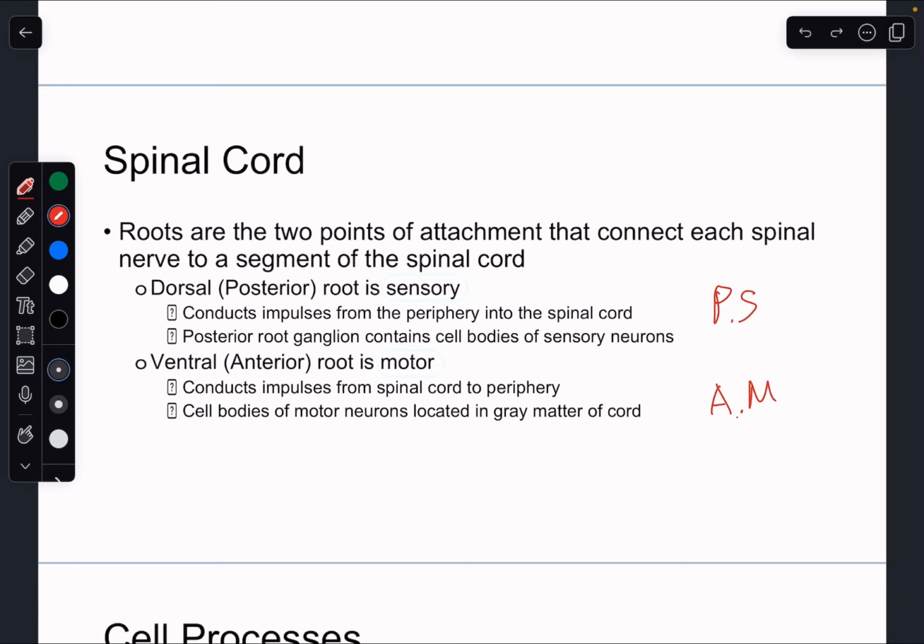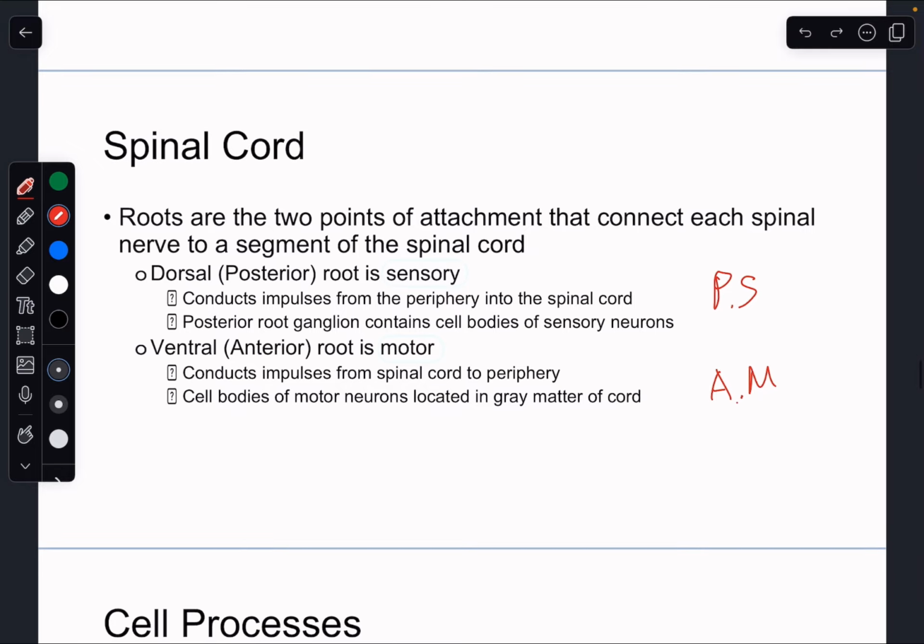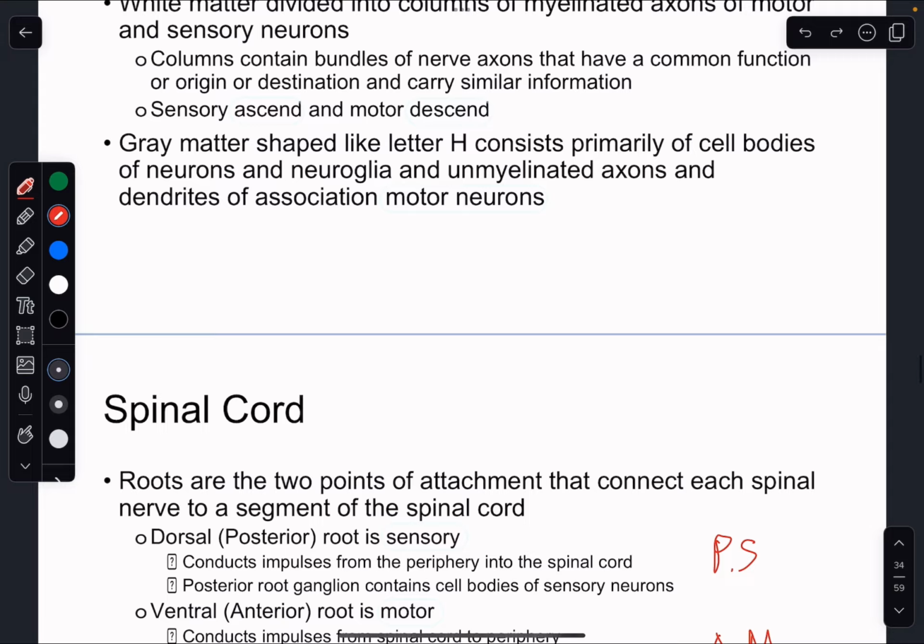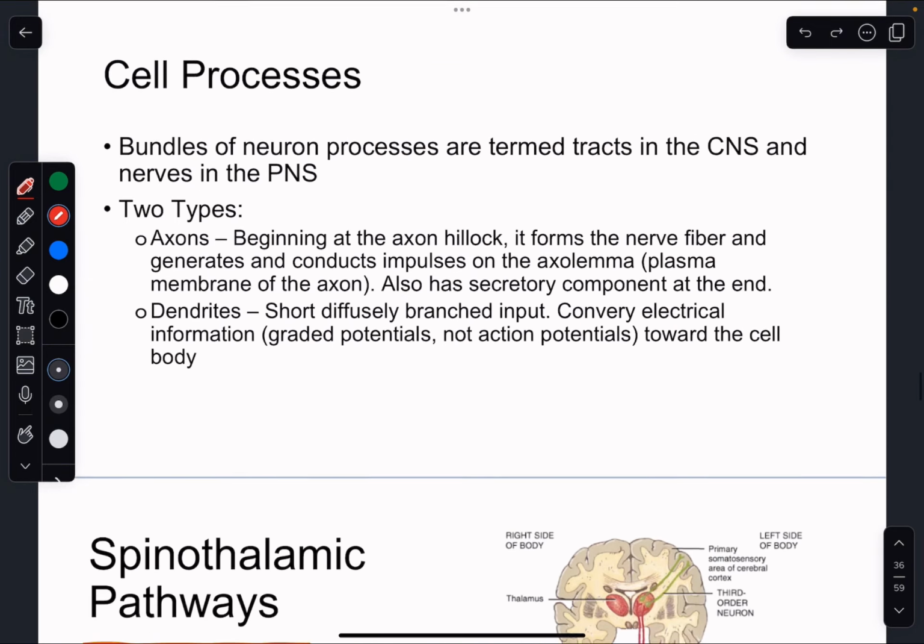Ventral or anterior root is motor, conducts impulses from the spinal cord to the periphery. Cell bodies of motor neurons are located in the gray matter of the cord. So the gray matter of the cord contains motor neurons. All right, cell processes.